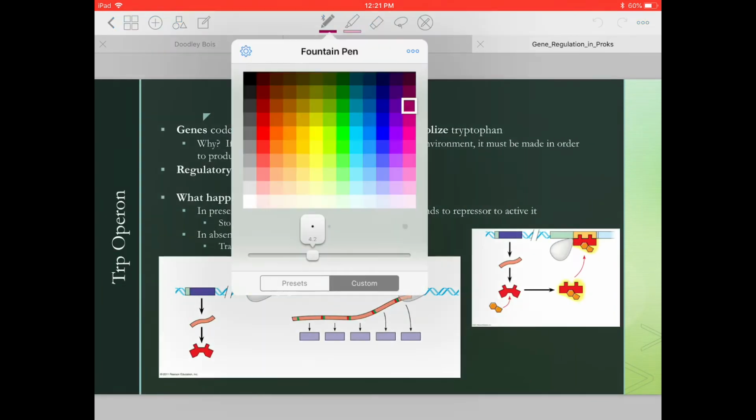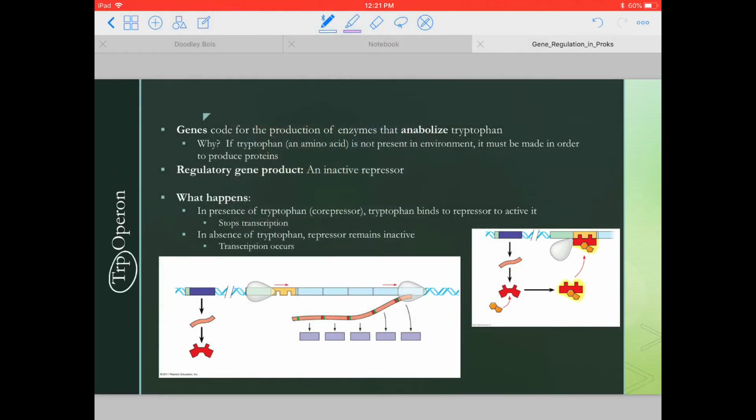Okay, let's start with the trp operon, TRP for tryptophan. Tryptophan is an amino acid, and so if you don't have tryptophan available in your environment, if you're a single-celled organism, you need to make it. Otherwise, you can't make proteins.